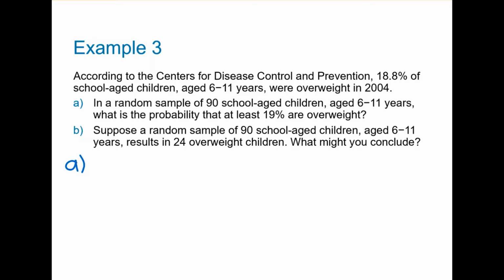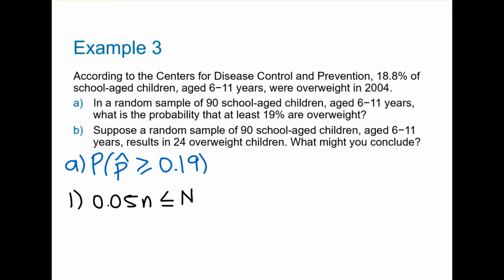For Part A, we want to find the probability that the sample proportion, or p-hat, is greater than or equal to 19%, or 0.19. Before we compute this probability, we have to check a few things. First, we have to check that the sample size is less than or equal to 5% of the population size. Our sample is 90, which is definitely less than or equal to 5% of the total population of children aged 6 through 11, so condition 1 is satisfied.